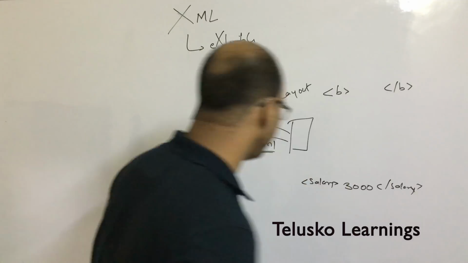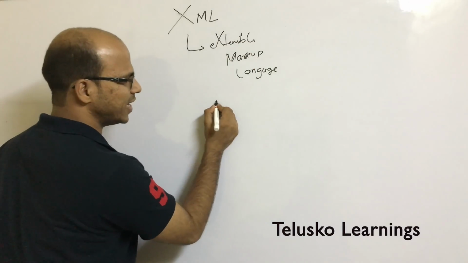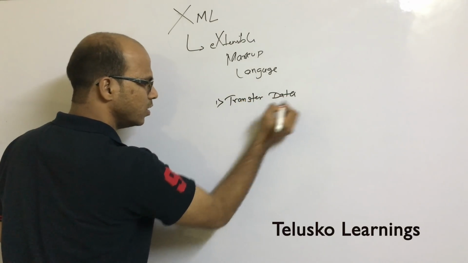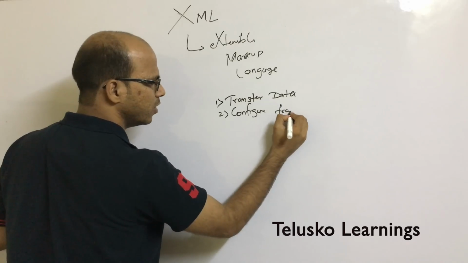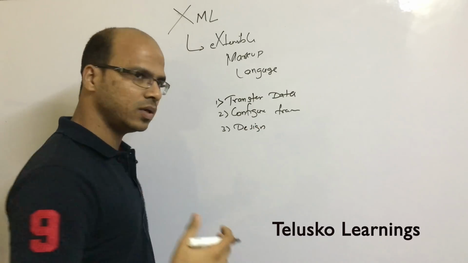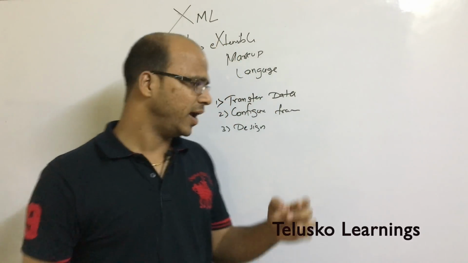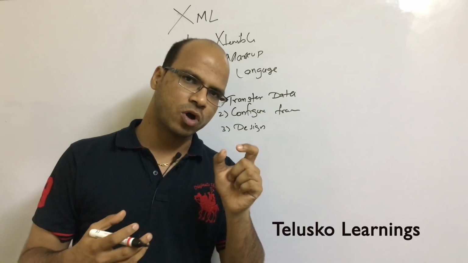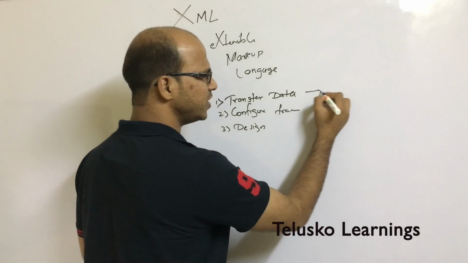Now let's see where it will be used. You can use XML in several places. First, we can use XML to transfer data. We can use XML for configuring frameworks. And in Android, let's say you're using Android, you can design using XML, right? If you know about Android, we create designs using XML. And when you work with Java and you have Spring, Hibernate, JPA, you configure all these frameworks with the help of XML, and we use XML for transferring data.